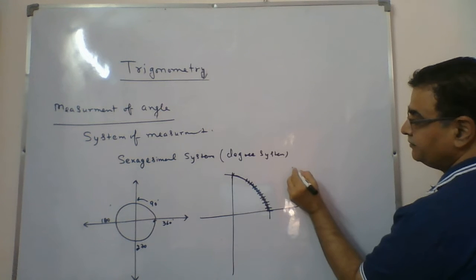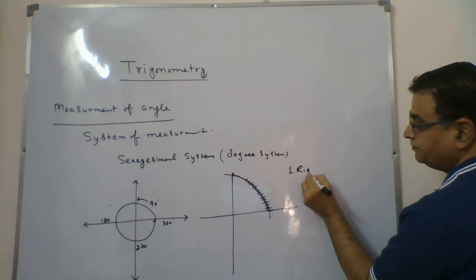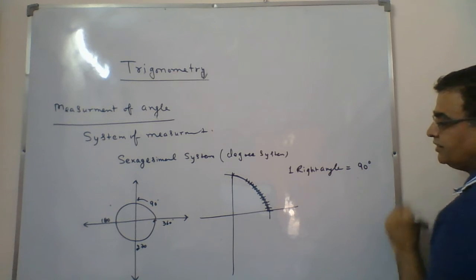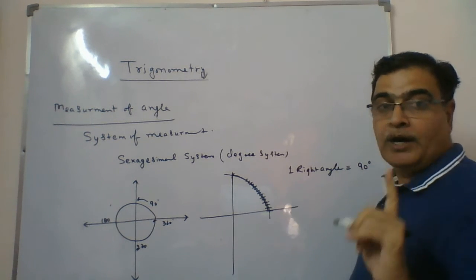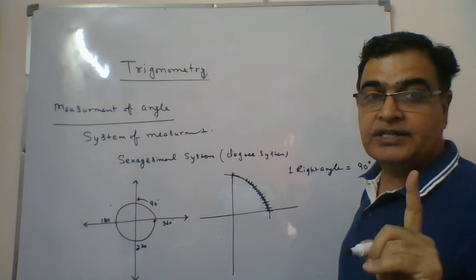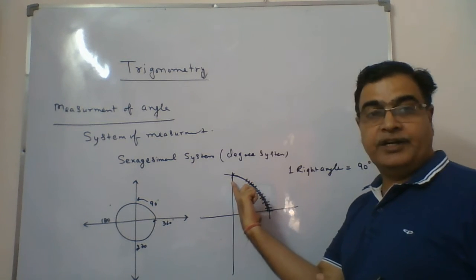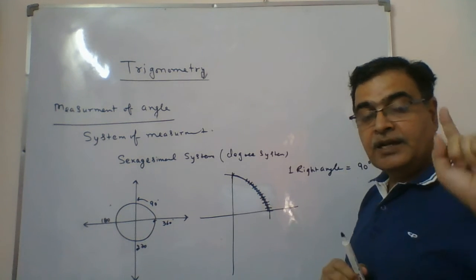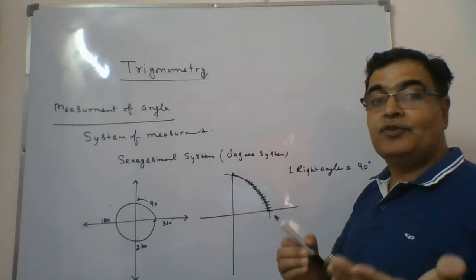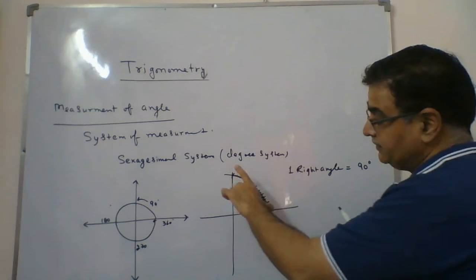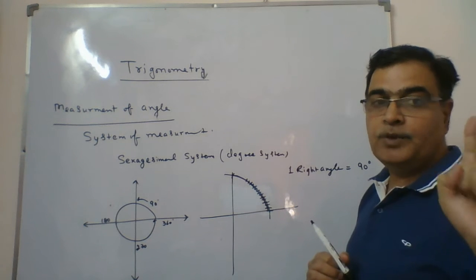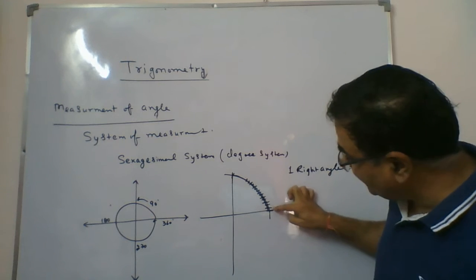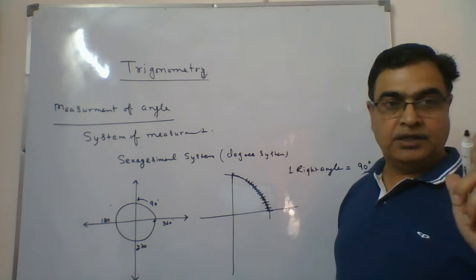So what this system says is, one right angle is equal to 90 degrees. First thing you should remember, one right angle is equal to 90 degrees, and one right angle means one quadrant I am taking, in that whatever arc you have divided into 90 equal parts. Then each one part, or we'll say 1/90th part of this arc, will be called 1 degree. So one right angle is equal to 90 degrees. So this small part will be 1 degree.